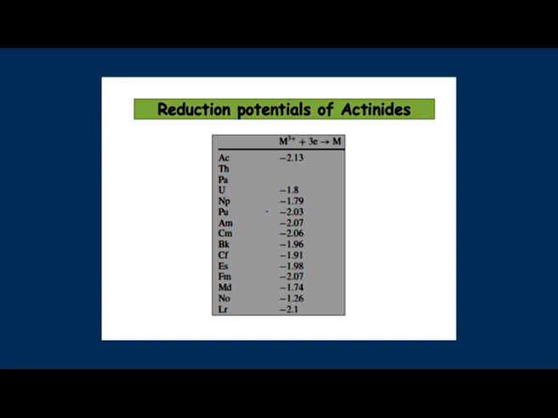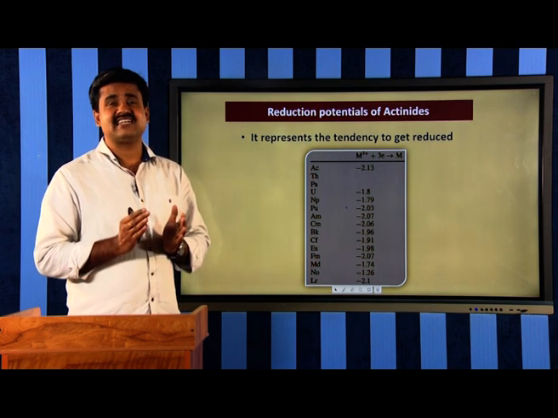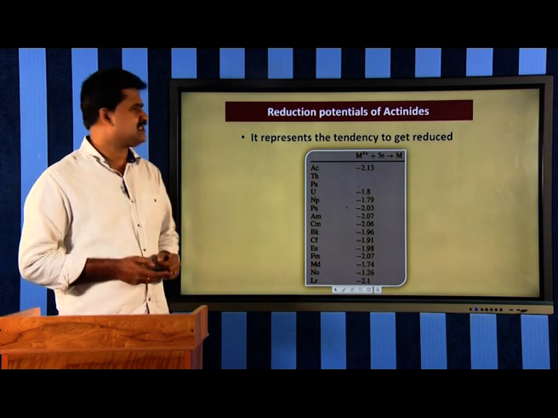The opposite quantity of reduction potential is oxidation potential. Oxidation potential represents the tendency to get oxidized. Since the values for reduction potential are negative, oxidation potential values are definitely positive. That means all the actinides have a greater tendency to get oxidized.